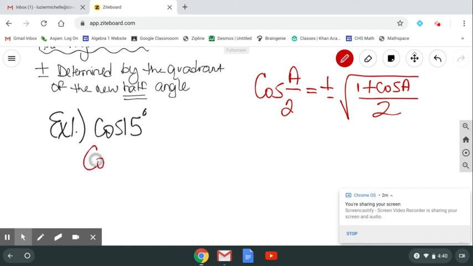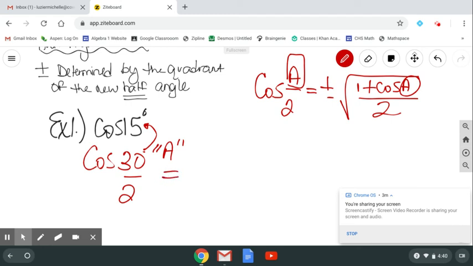So you're going to rewrite this as the cosine of 30 divided by 2, because what is 30 divided by 2? We're just rewriting 15 degrees. So 30 divided by 2 is 15 degrees, so our A is 30 degrees right here. Wherever we see an A in our half angle formula, we're going to substitute in 30. So it's going to be cosine of 30 over 2 is equal to plus or minus.